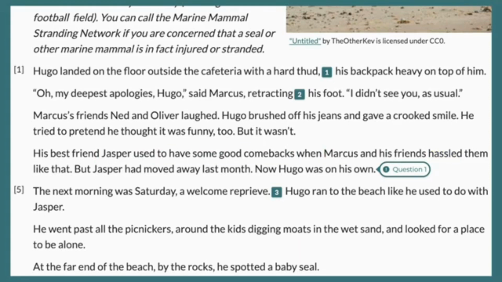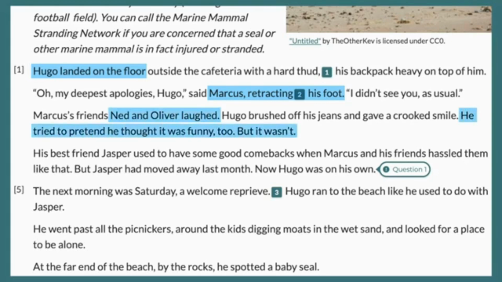First, I see that Hugo landed on the floor, and it seems like he fell because Marcus tripped him, since he is retracting his foot or pulling it back. That's really mean. It also seems like the other boys, Ned and Oliver, think that Hugo's fall is funny because they laughed at him, but Hugo doesn't think it was funny at all. It definitely looks like Marcus, Ned, and Oliver are bothering Hugo because they tripped him and then laughed at him. This supports my idea that hassled means bothered.